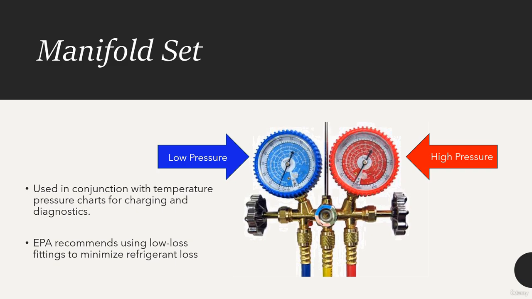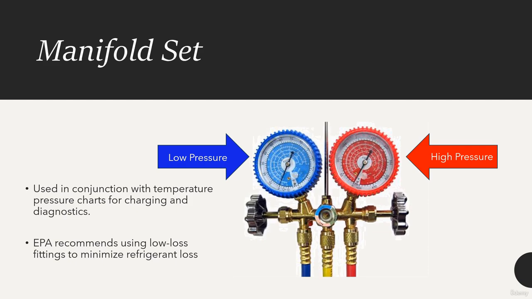Here's how you can read the gauges on a refrigerant charging manifold. Step 1 is you identify the high and low pressure gauges. The gauges are usually color-coded or labeled, with the high pressure gauge as red and the low pressure gauge as blue. Make sure you correctly connect the hoses from the manifold to the corresponding high and low pressure ports on the refrigeration system.